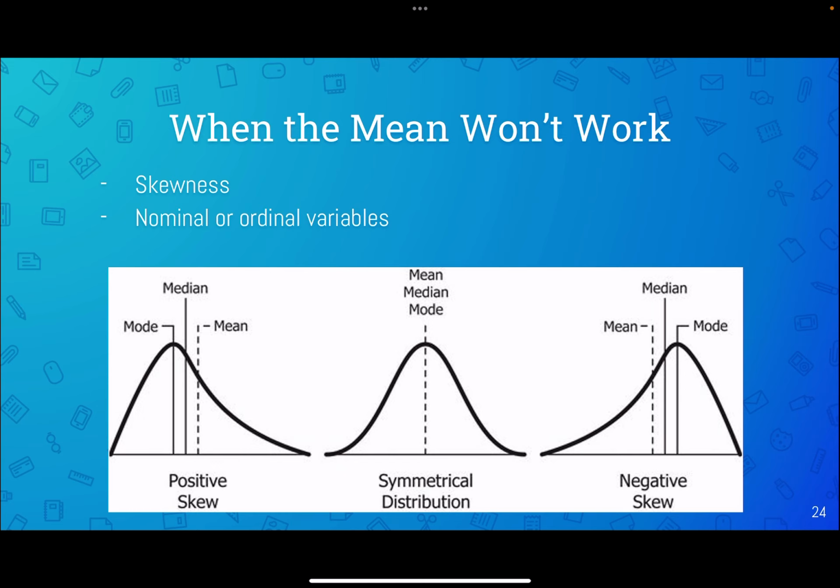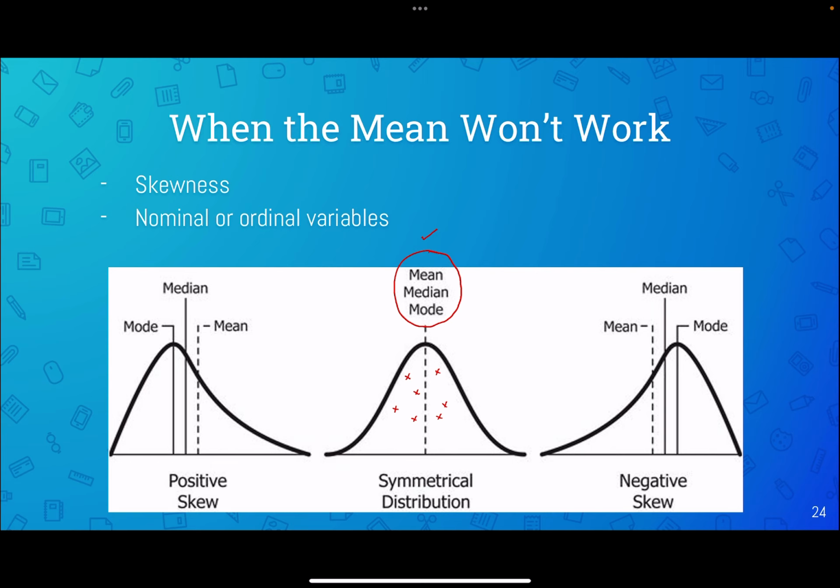Sometimes the mean won't work. Why? Because when the mean works is when we have a symmetrical distribution. That means that our scores are somewhere around here. And in that case, the mean, the median, and the mode will describe our population or our sample exactly.